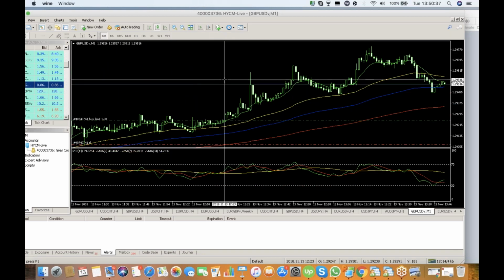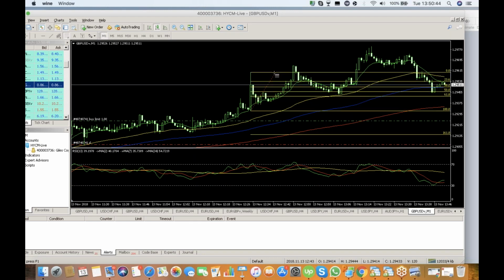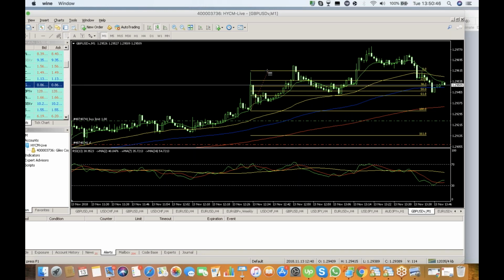The second way is to wait for a retracement. The most obvious way to wait for a retracement is you draw your Fibonacci retracement here, always from left to right.